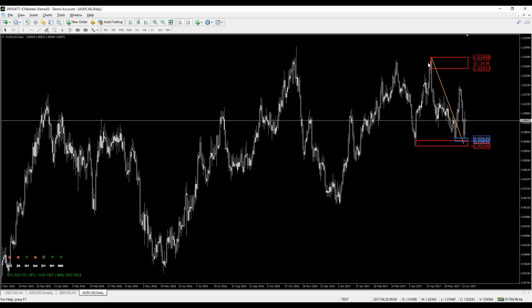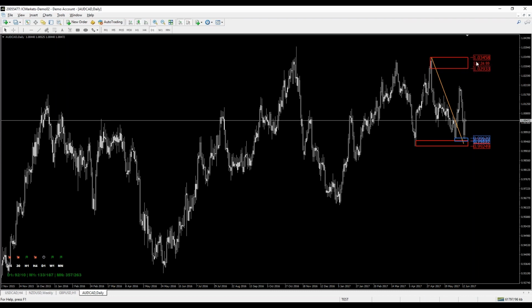I'll still probably sell there if I traded the Aussie Canadian dollar, but I would like the road to be cleared in the opposite direction. And so now we have to watch for opposing areas of demand that are going to prevent this trade from working out. And ideally, you want there to be at least a 2-to-1, 3-to-1 risk reward.